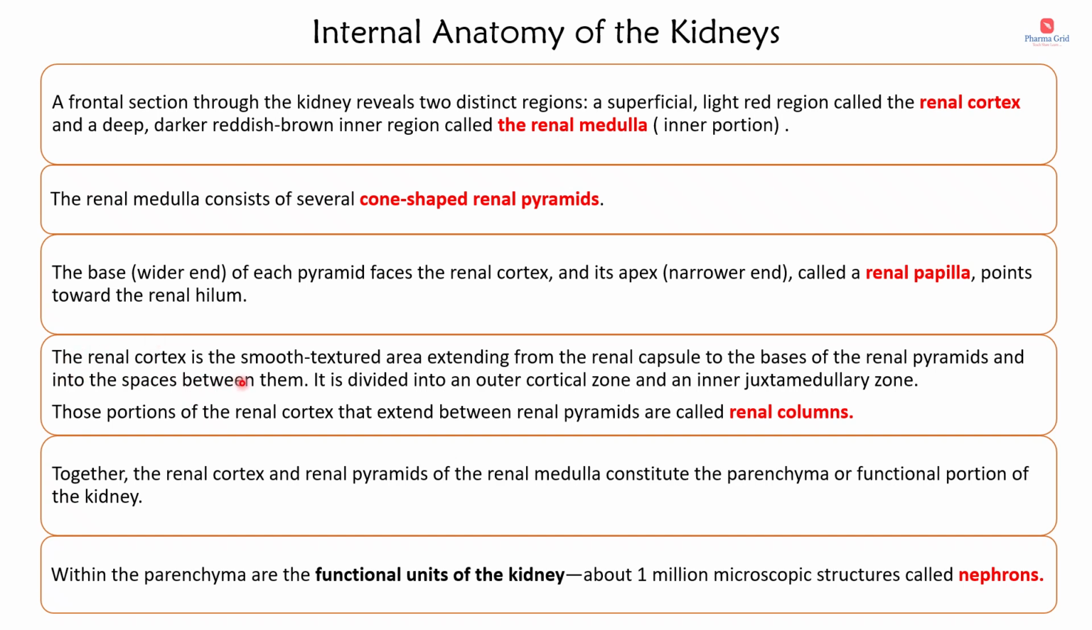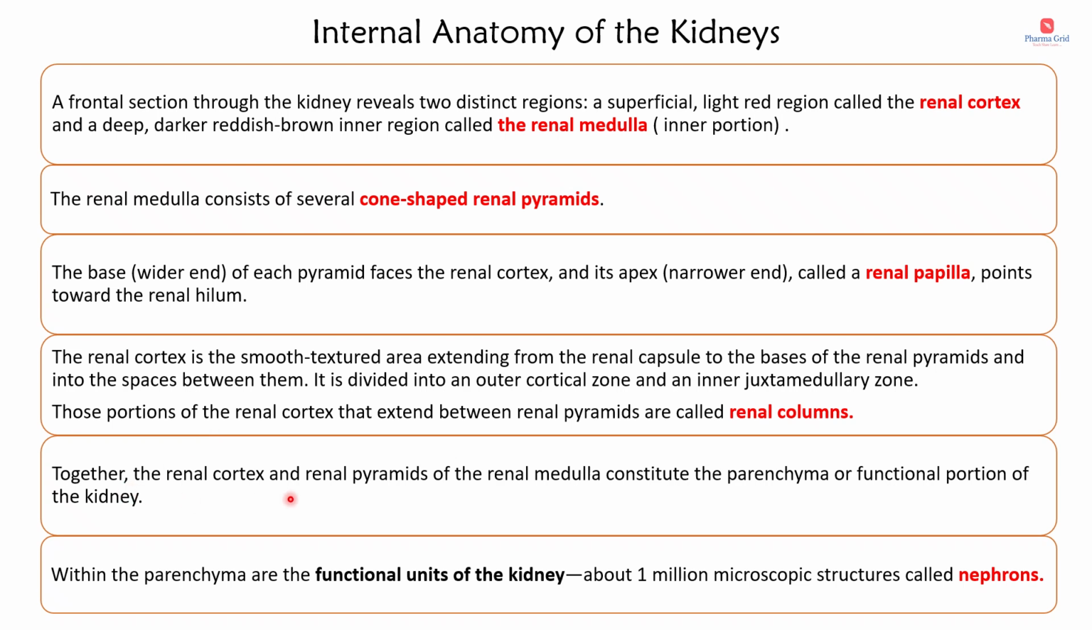The renal cortex is a smooth-textured area extending from the renal capsule to the bases of the renal pyramids and into the spaces between them. It is divided into an outer cortical zone and an inner juxtamedullary zone. There is certain space between each renal pyramid, so the portions of the renal cortex that extend between the renal pyramids are called renal columns.